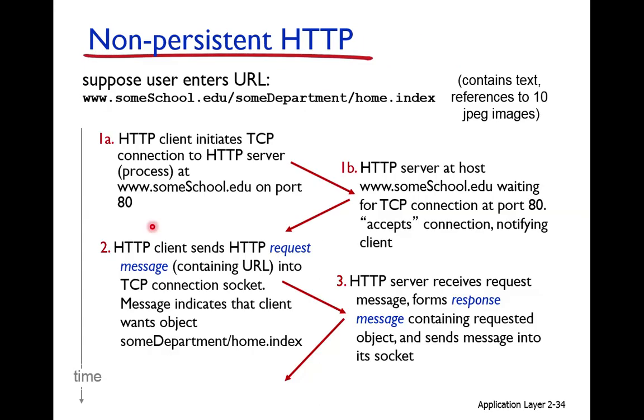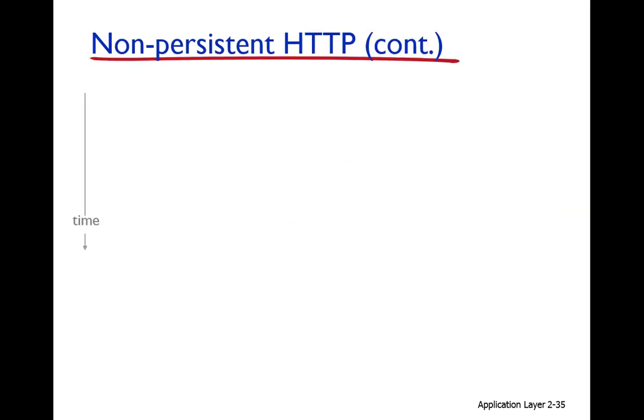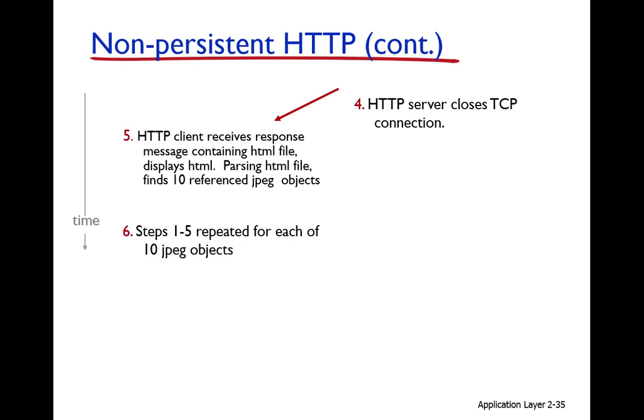Again you have to establish the connection, and then you have to send the HTTP request for an object. If you want to access 10 JPG images, you have to repeat steps number 1 to 5 for each object. So this is for the non-persistent HTTP.